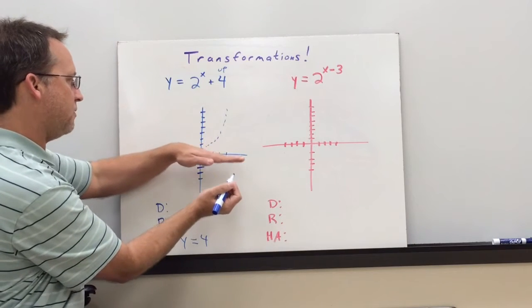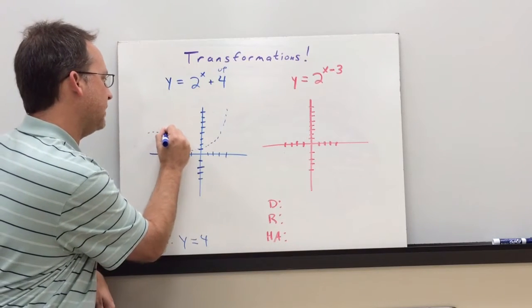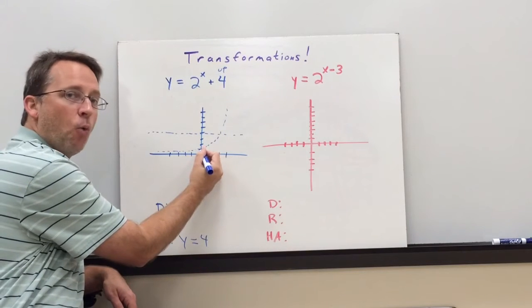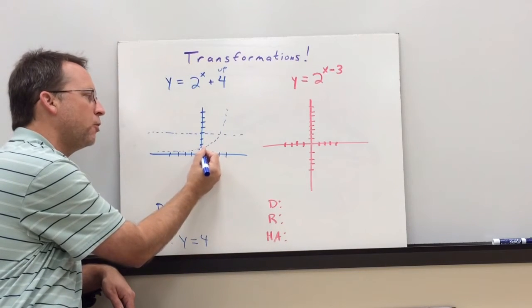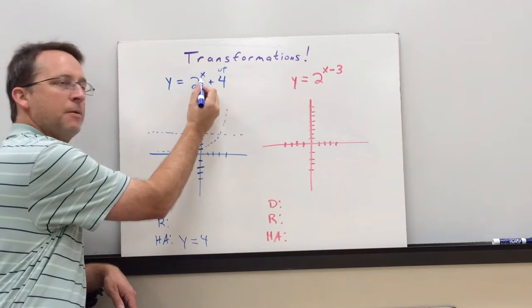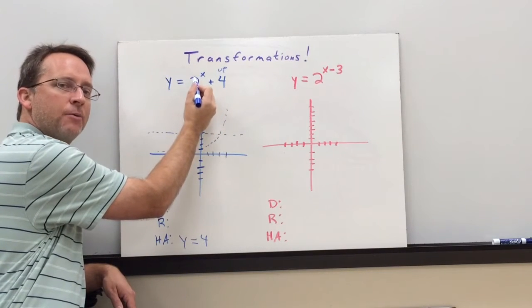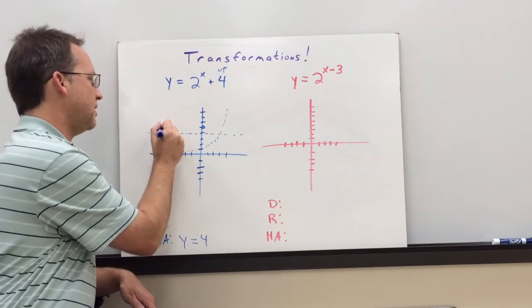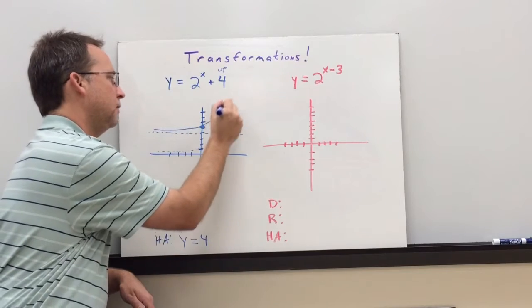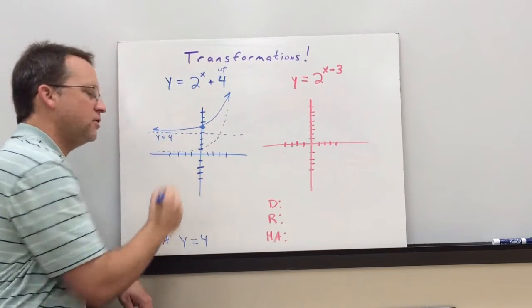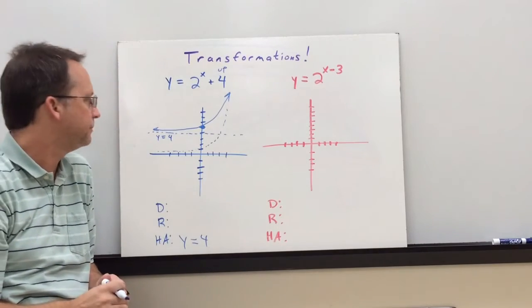So instead of here is my guideline, here will be my guideline. My y-intercept, instead of being at 1 like it was initially, will move up 4 units and be at 5. You can double check that by plugging in 0 for x. 2 to the 0 power is 1 plus 4. Your y-intercept's 5. The shape is the same. Use that y equals 4 as your guideline, as your asymptote.